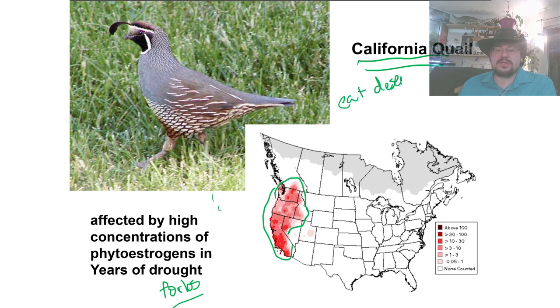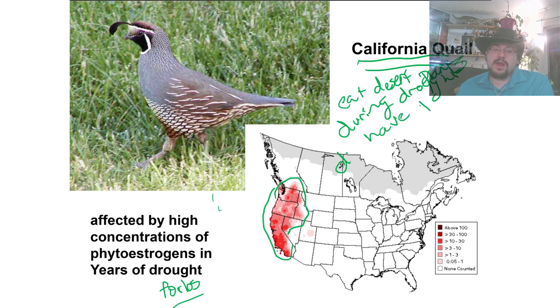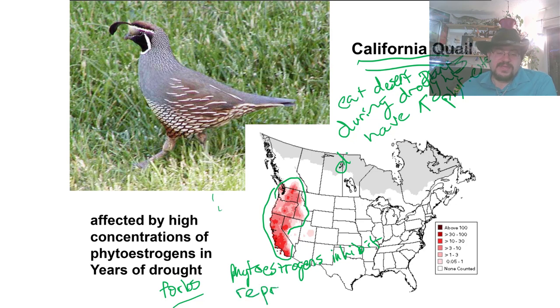They eat desert plants during drought, a lot of their options dry up and die. So during droughts, they eat desert plants, and those desert plants have large phytoestrogen content. And when the California quail is trying to survive these droughts, it would appear that the phytoestrogens actually interfere with reproduction. They seem to have some kind of inhibitory effect on the reproductive system.